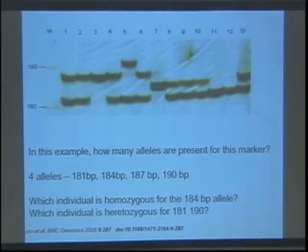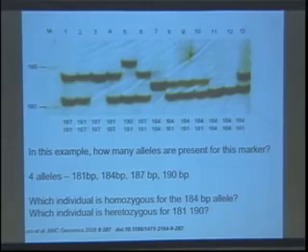So what you're doing is reading genotypes, because you're able to see these different alleles molecularly. This is just the listing of the different sizes, and you use that like you would genotypes.